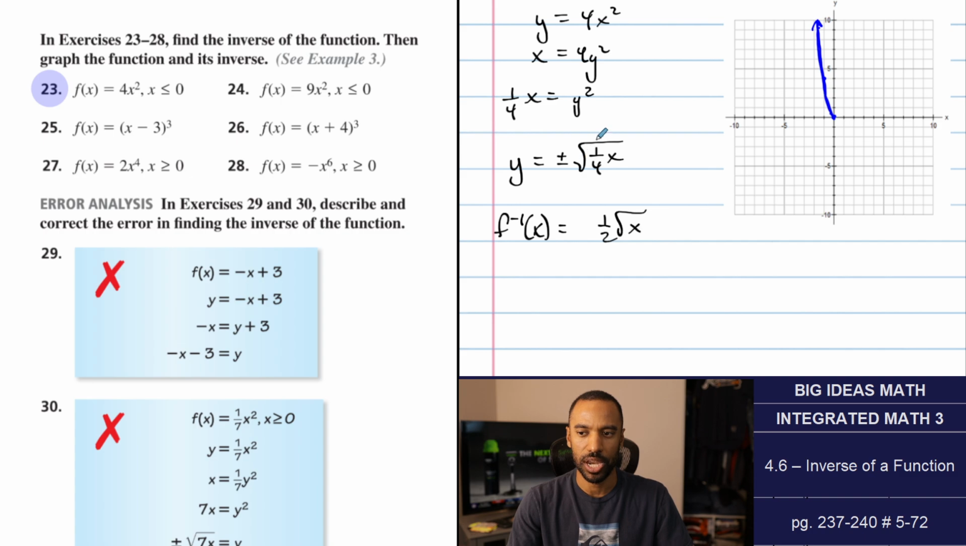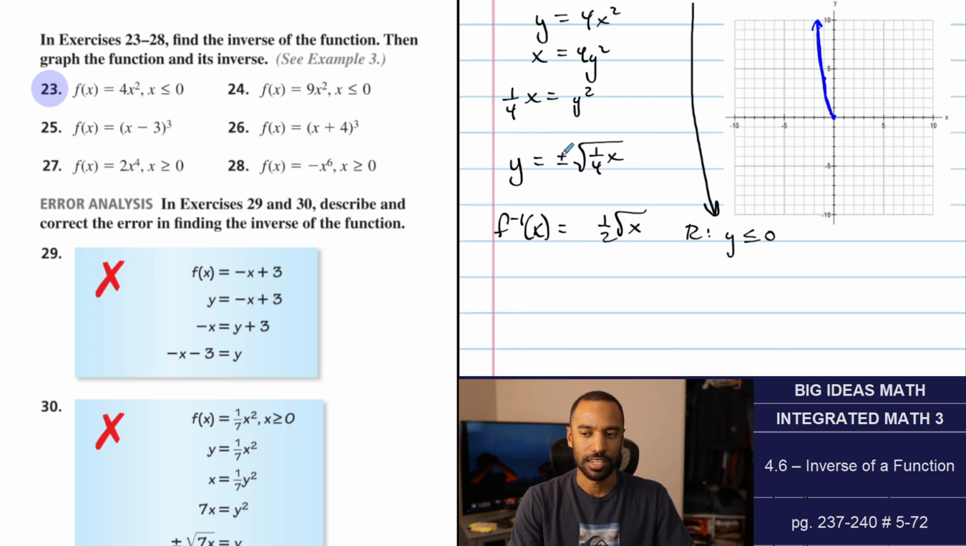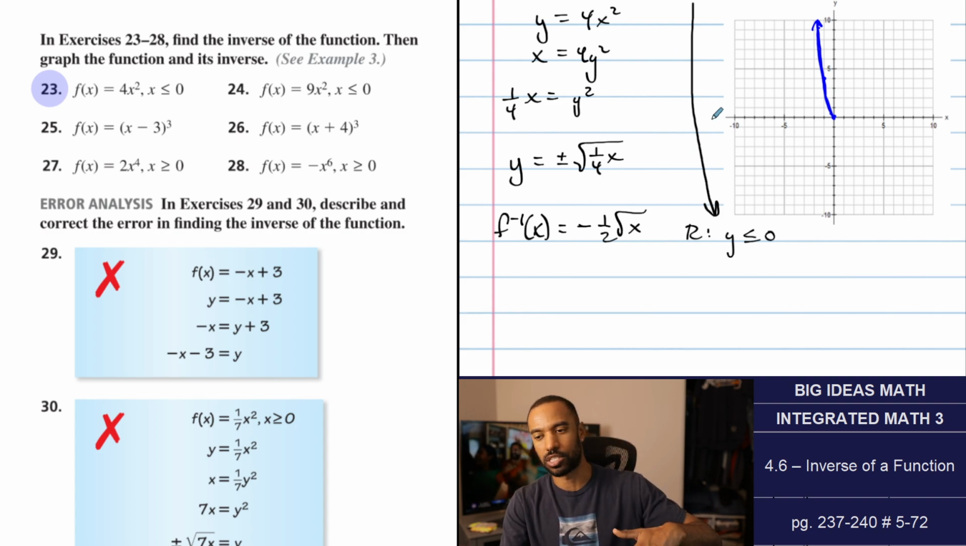The third thing I must change is that, given the range here has to be y is less than or equal to 0, because this function's domain is x is less than or equal to 0, this domain implies this range. Given that I can't do both plus and minus, it's not going to be plus, it's going to be minus. We have to go underneath. This thing needs to reflect across that line.